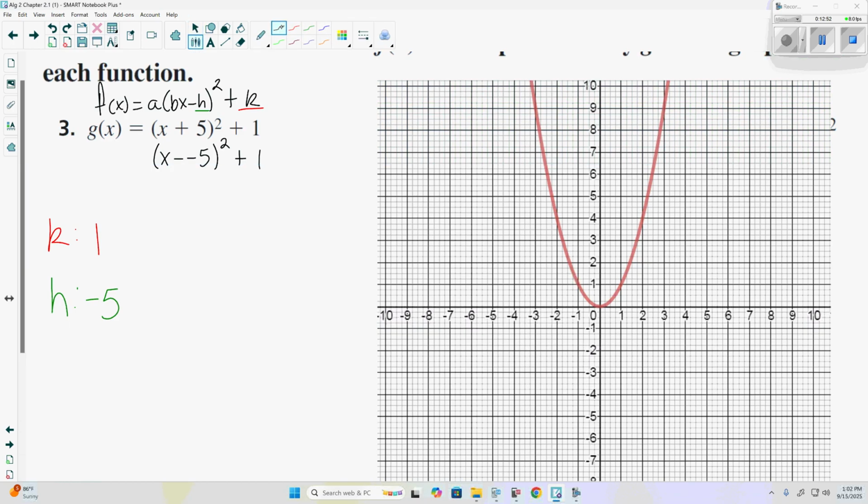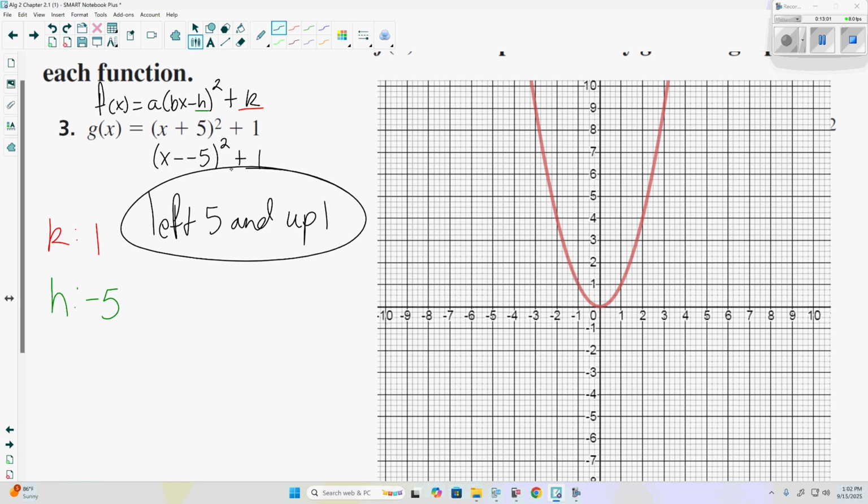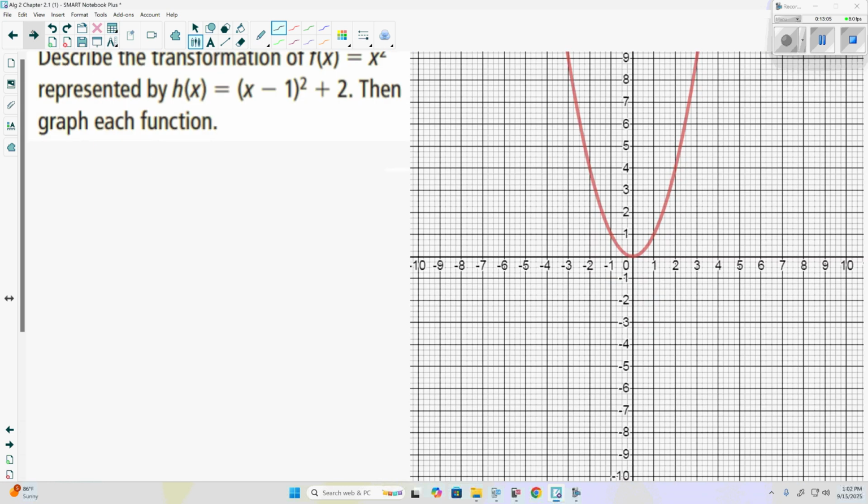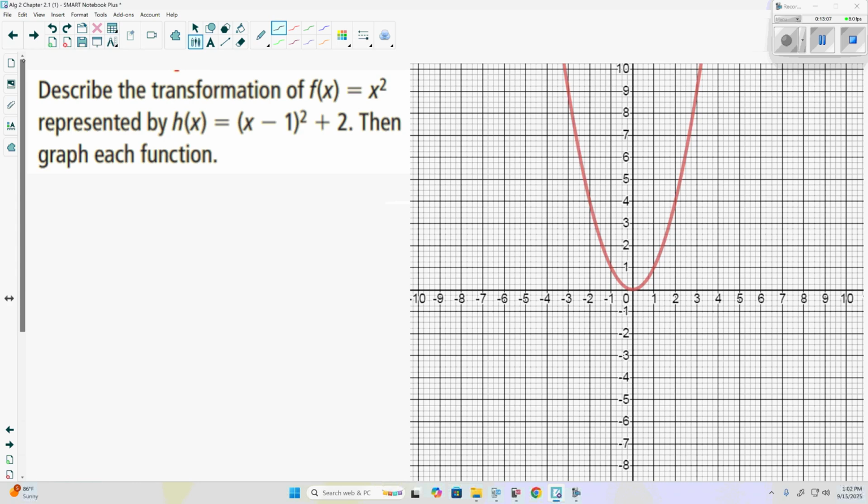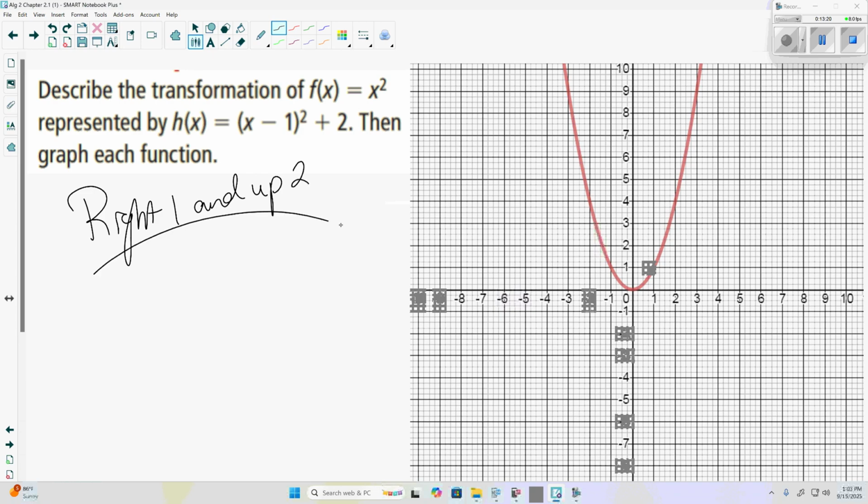And how would this move? It would be left 5 and up 1. That's it. Questions on this here? Do we feel good with these here? Yes? Because if we looked at this here, this would have been right 1 and up 2.